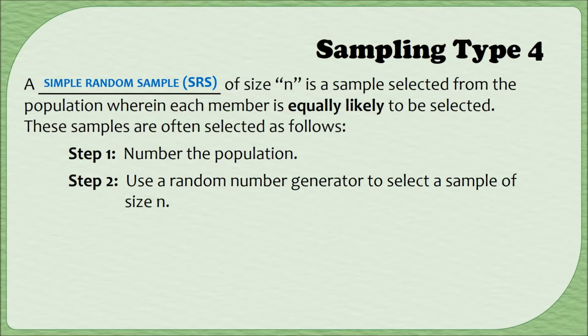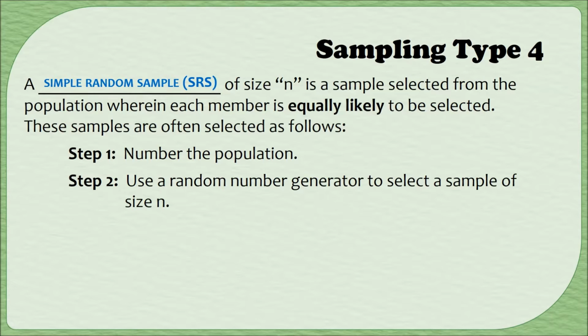So here, a simple random sample of size n is a sample that's selected from the population, where each member is equally likely to be selected. And it's that equally likely part that's super important. That's the statistical definition of random, that everything has an equal chance of being selected.